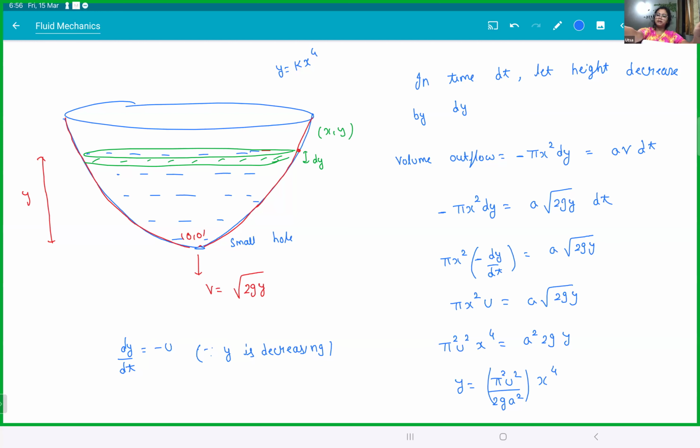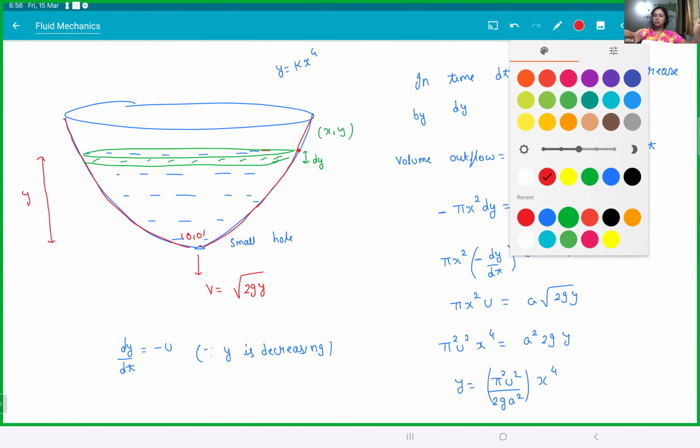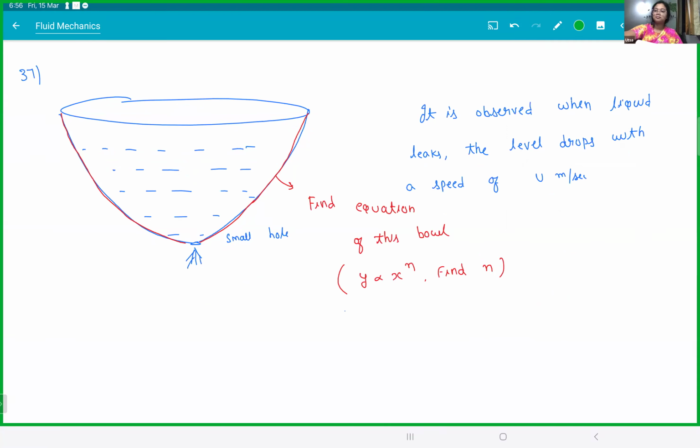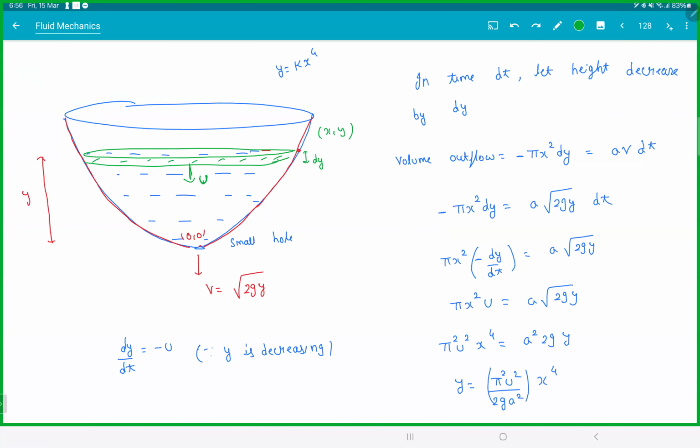Sir, what exactly did you take as u? That root 2gy. Yeah, this is the velocity of the liquid coming out. U is the speed of the liquid which is dropping. You had given v earlier. Yes, I changed it, because that is also v, this is also v, if everything becomes v it will be messed up. So I just changed it, I made it u. Just a symbol, nothing much.